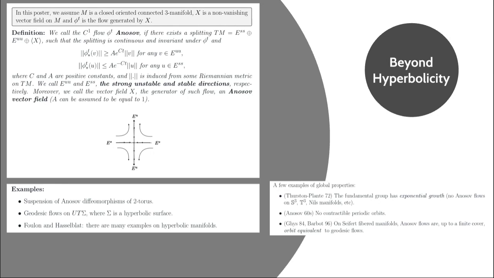I mentioned that these flows admit interesting global properties. A few of them are, first of all, that the fundamental group of a manifold supporting such flows has exponential growth, meaning that it's very large. That also implies that there are no Anosov flows on the sphere or torus or Nil manifold. Another interesting property is that there is no contractible periodic orbit for such flows.